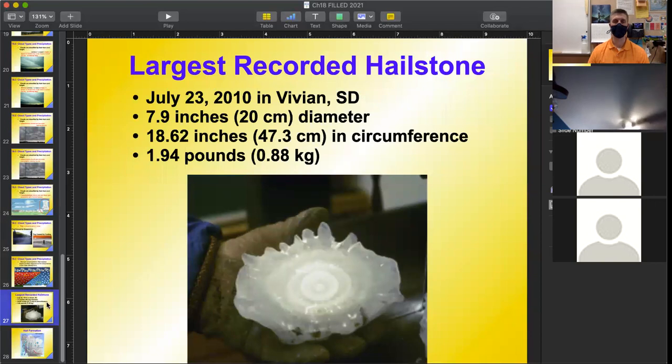I mentioned it. I actually need to check this to see if it's still accurate as far as being the largest recorded hailstone. But this one being 7.9 inches or 20 centimeters in diameter, almost 2 pounds. So I mean, it'd probably be about like a volleyball of solid ice falling at over 100 miles an hour from the sky. That could cause some problems.